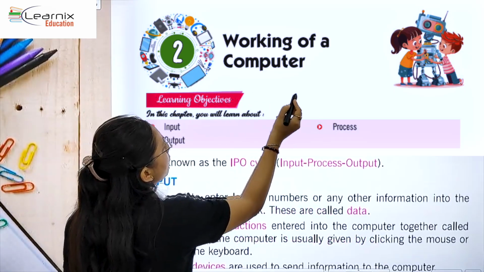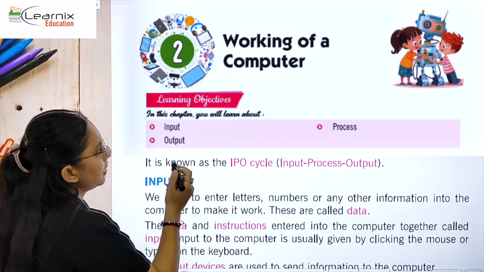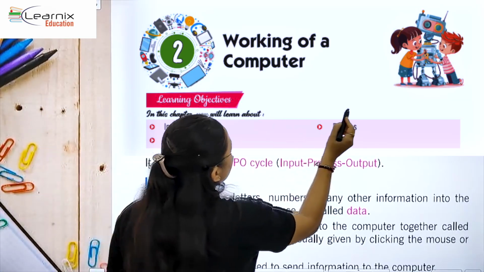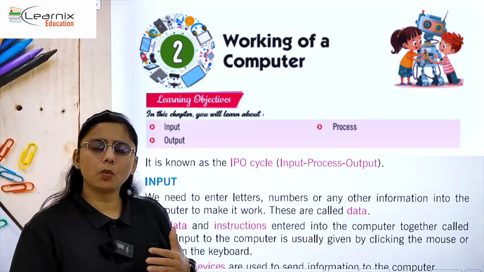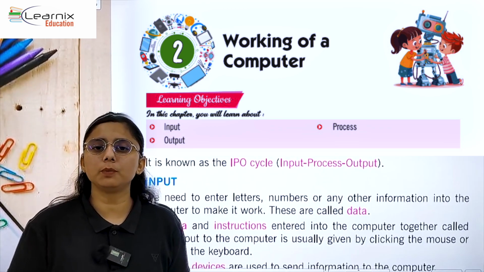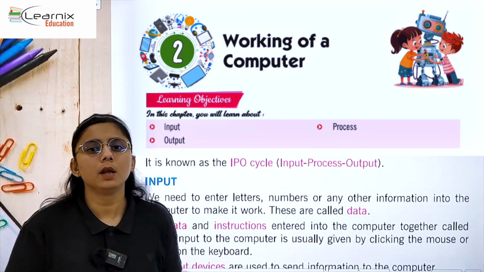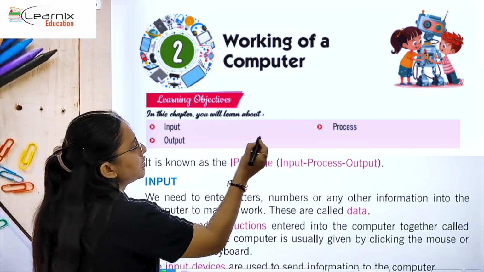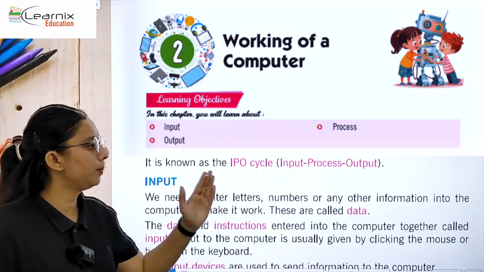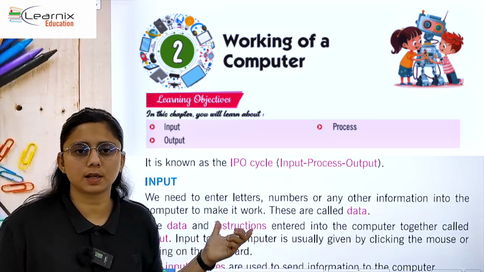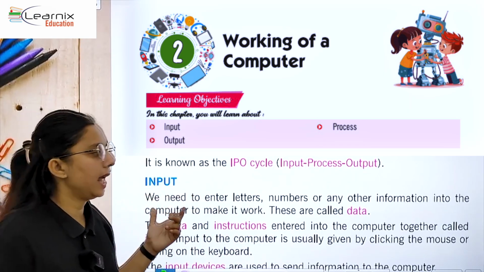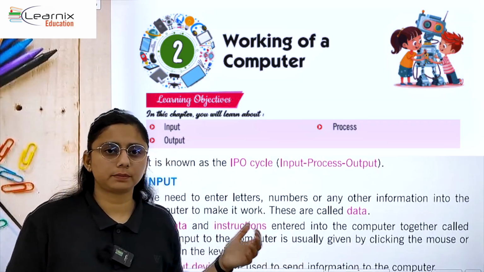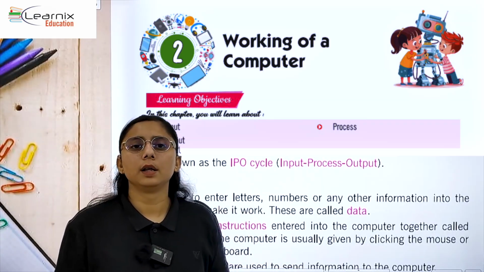We may want our computer to do different things at different times, but it cannot work on its own. We have to give instructions to our computer, and whatever instructions we give, the computer will work accordingly. A computer works in 3 basic steps: input, process, and output. This is the IPU cycle. First, you give data and instructions to the computer, and then the computer will process your data and give you a result.